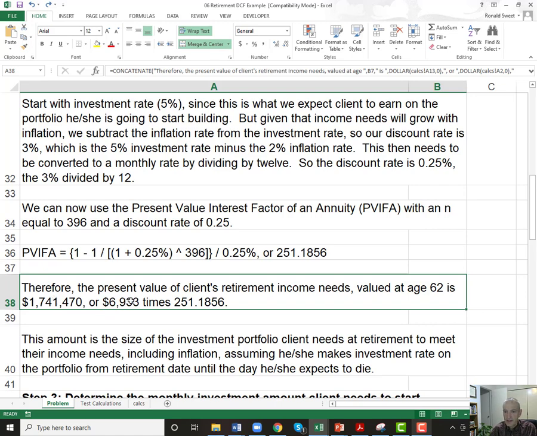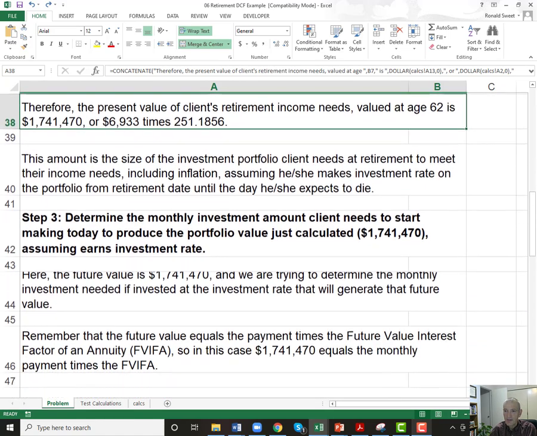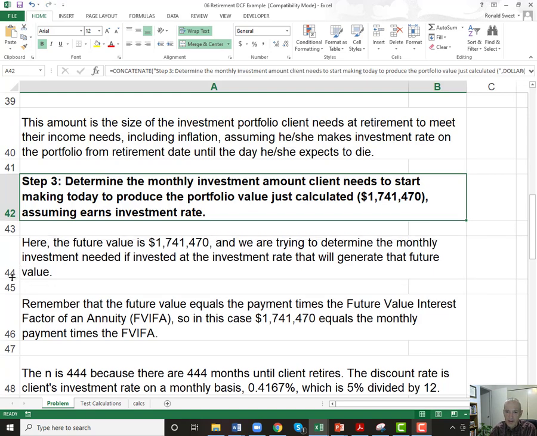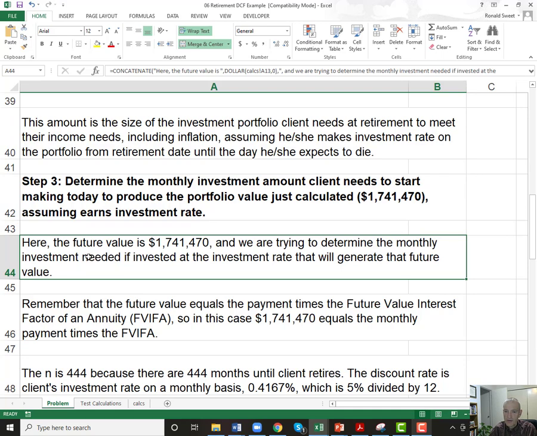So this 6933, that's just that $83,000 divided by 12, and that times 251.158, that just tells you what that monthly income, growing at inflation, the present value of that is at age 62. All right, so the next thing we're going to do is figure out how much does she need to invest. She knows when she turns 62, she needs $1,741,000. So the future value is $1,741,000.